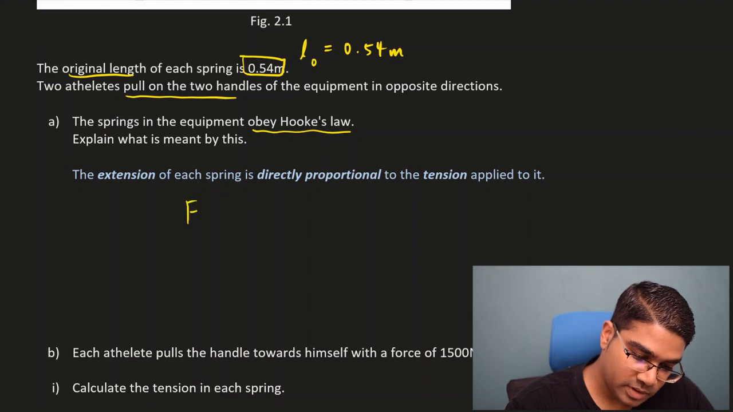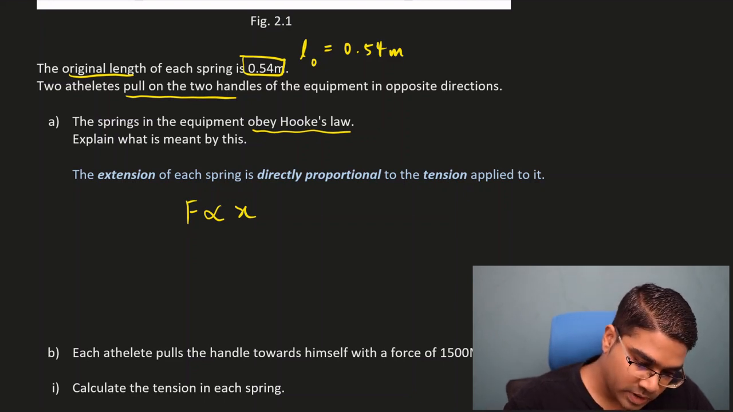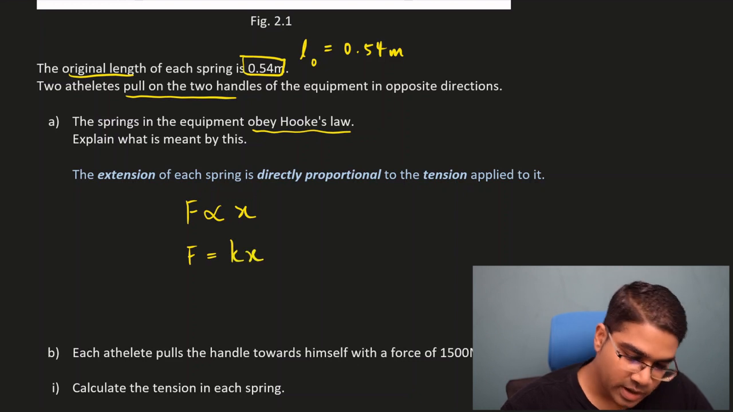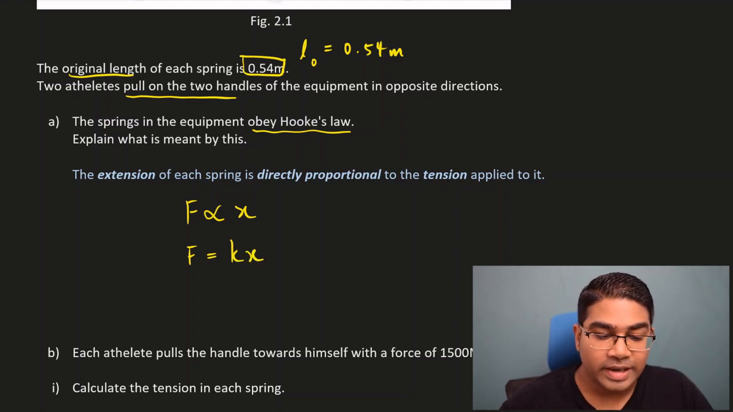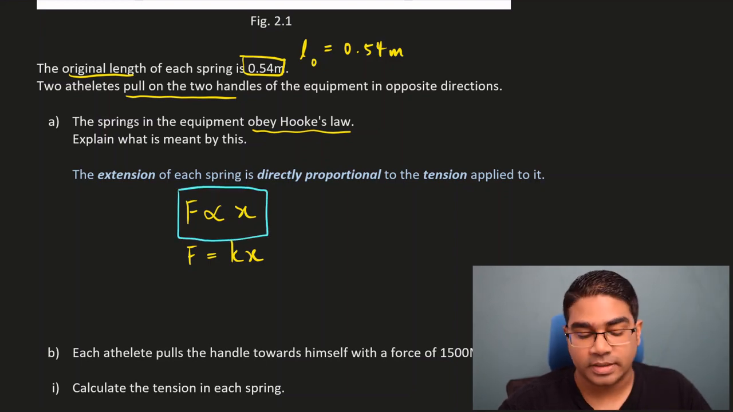So F is directly proportional to x. This is Hooke's law. Now how do we make this an equation? Of course, we add the constant of proportionality, which is k, the spring constant. F is equal to kx. But when we are explaining Hooke's law, we use this relationship: F is directly proportional to x.